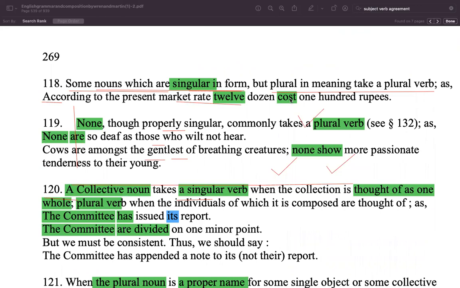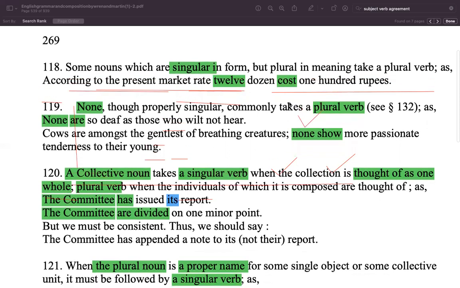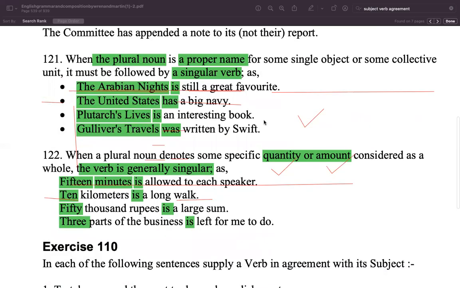Because the noun is seeming singular, but at the same time it is used in plural form. So 12 is singular, but they are plural. That's why it doesn't say cost. Here it is something different. Here a plural noun denotes a specific quantity or specific amount and is considered as a whole. The verb is generally singular.